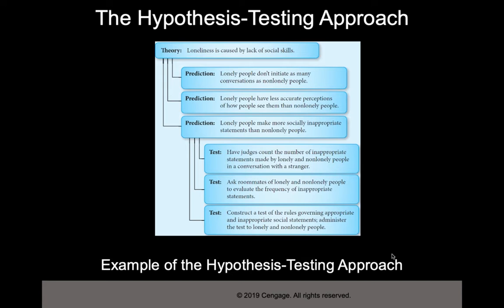And so one way of testing this hypothesis could be that, let's say, lonely people make more socially inappropriate statements. So you can have judges, and in a test, you could test it. You can have judges count the number of inappropriate statements made by lonely versus non-lonely people in conversations with a stranger.